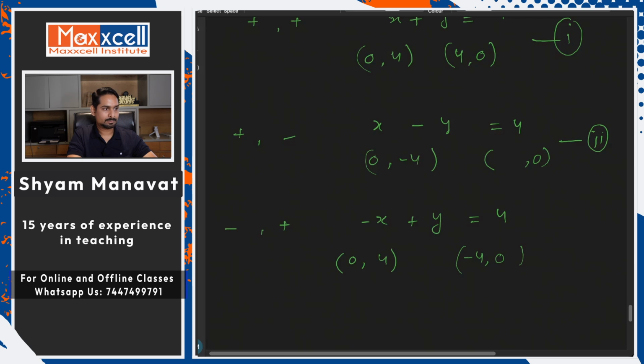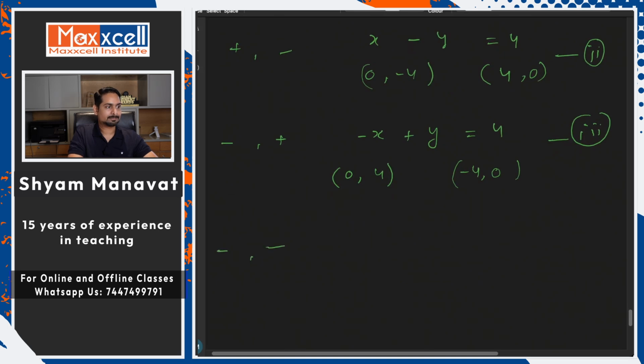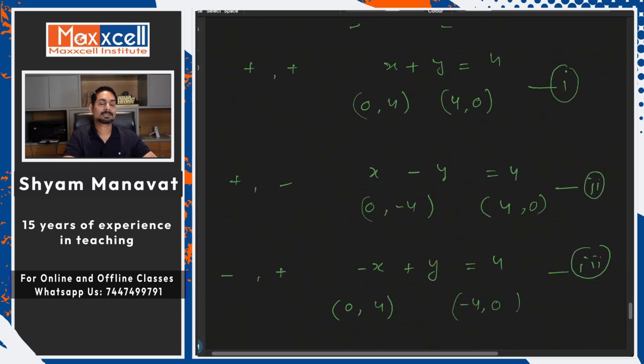Yes, y equal to 0, x is equal to 4. Fine, this is the third condition. Now, if I take both negative, then I have minus x minus y equal to 4. In that case, if I substitute x equal to 0, I get y equal to minus 4, and if I substitute y equal to 0, then I get x equal to minus 4. So we got these 4 combinations here, and we have to draw all 4 combinations on the graph.